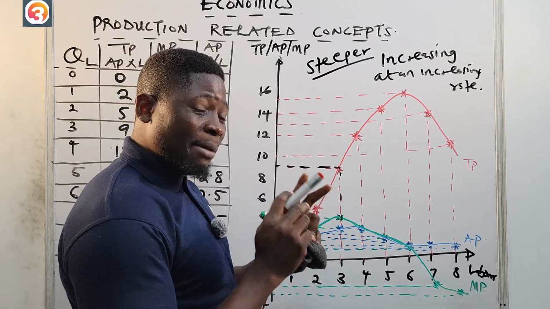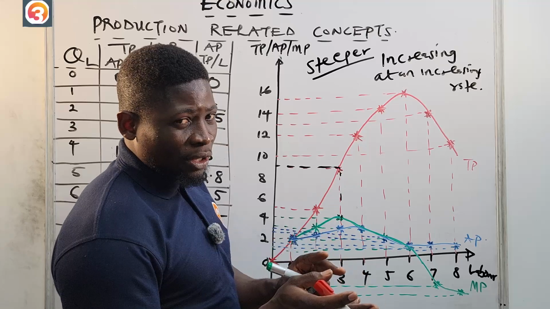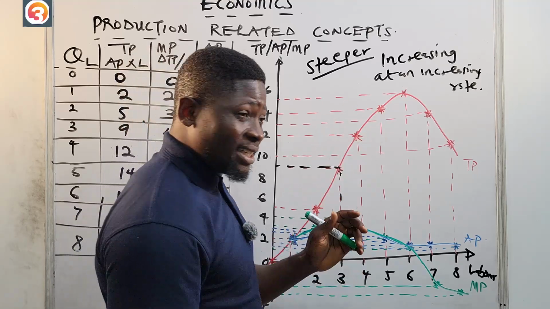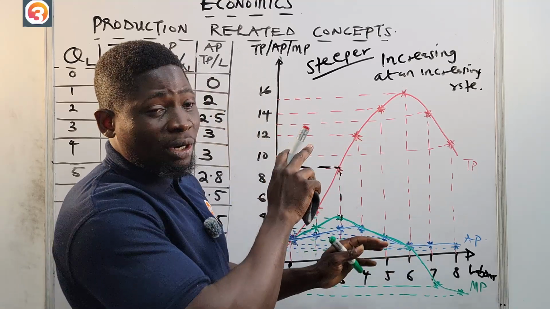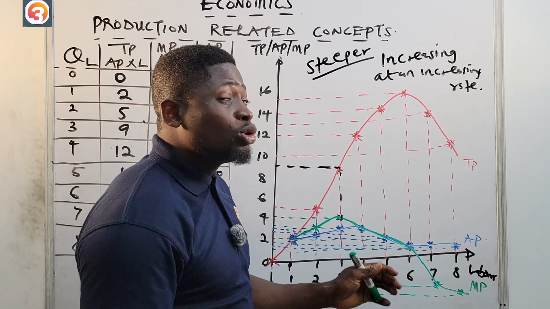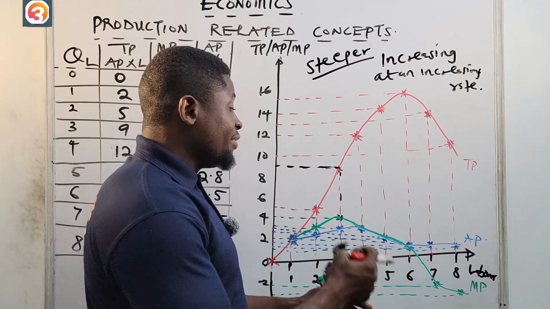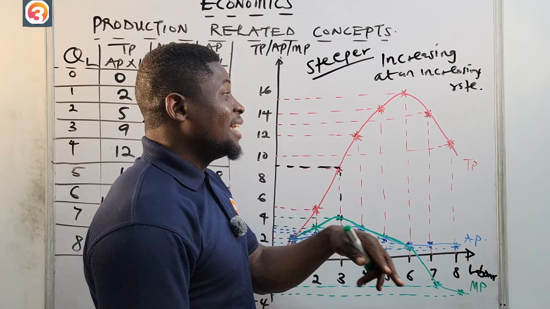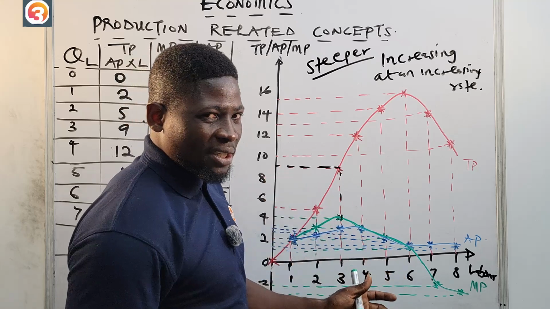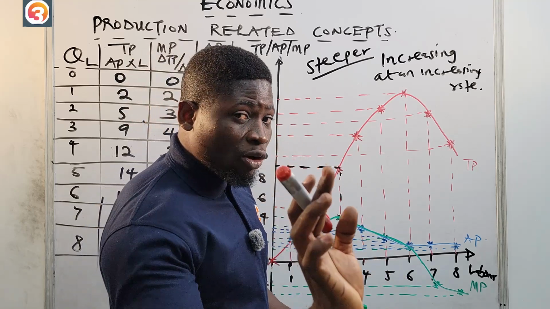You have already said that the MP is the slope of the TP curve. So that means that if TP is decreasing, the MP will be going towards negative. Or if the MP is going towards negative, the TP curve will be decreasing. Okay, so let me go over that again.